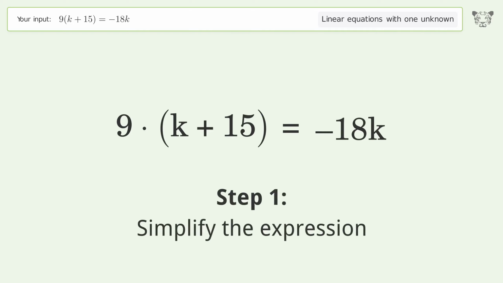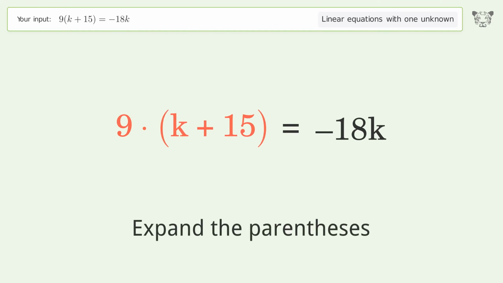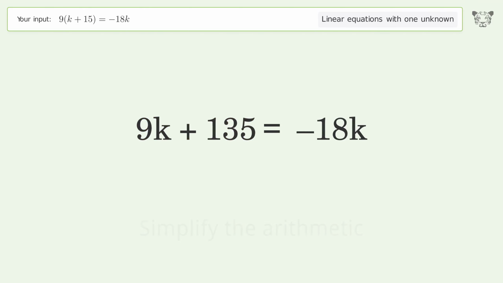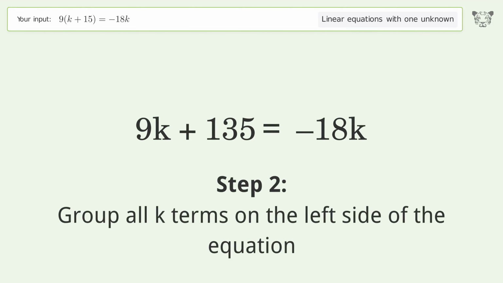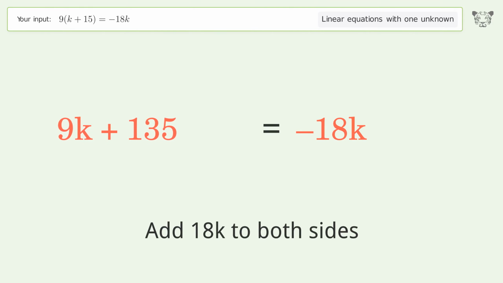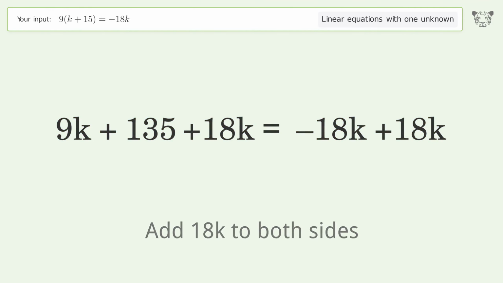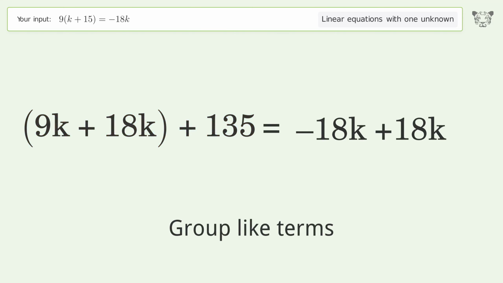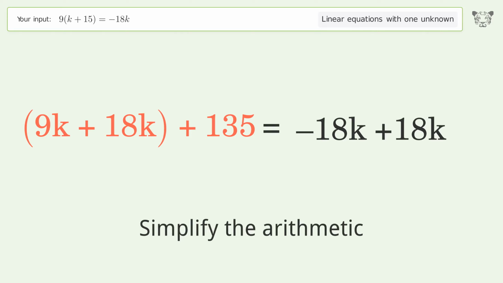Simplify the expression. Expand the parentheses. Simplify the arithmetic. Group all k terms on the left side of the equation. Add 18k to both sides. Group like terms. Simplify the arithmetic.